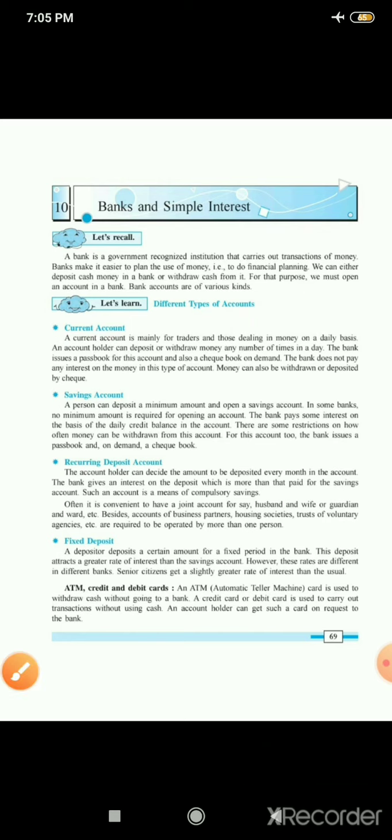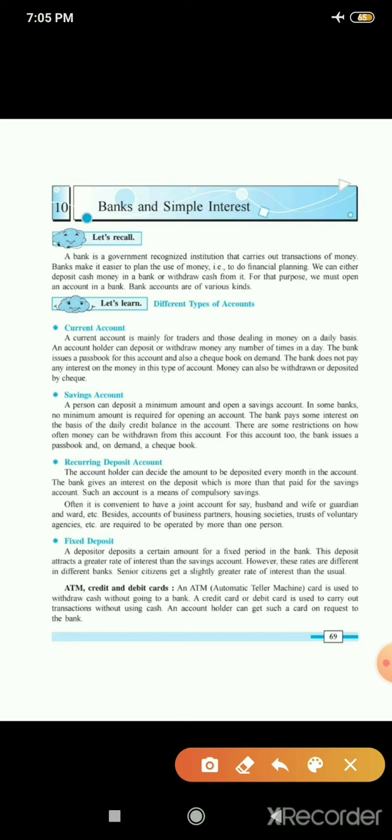Now let's go to the second account, called a savings account. A person can deposit a minimum amount and open a savings account. In some banks, no minimum amount is required for opening an account. So you can mark the definition, these first two lines of savings account.